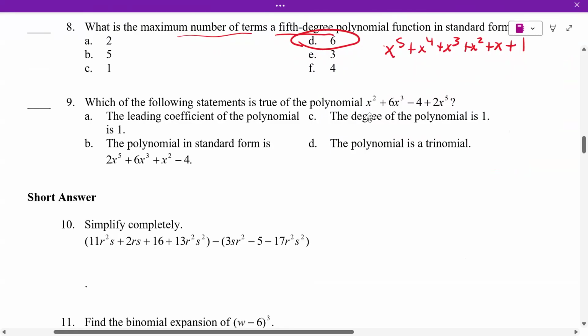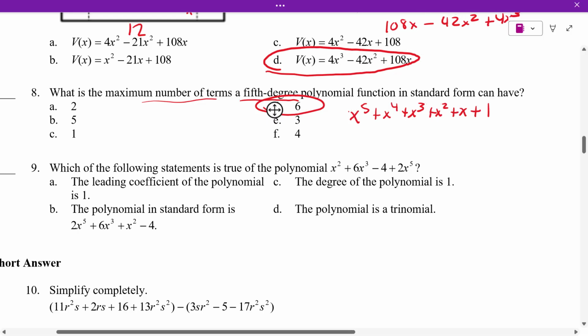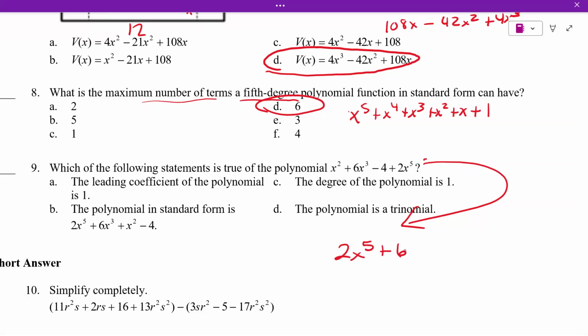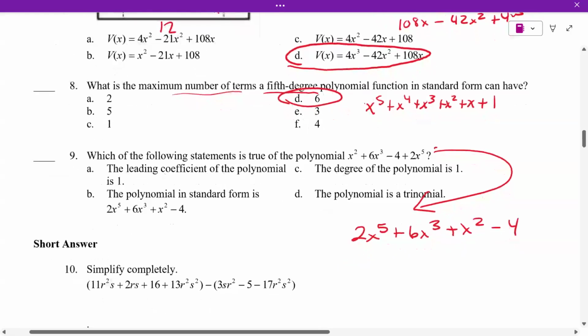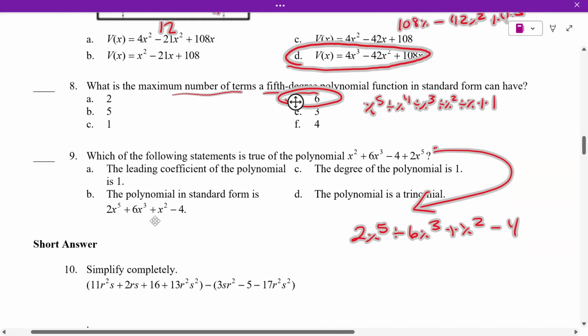Which of the following statements is true about this? All right. What I would do is I would reorder this as 2x to the fifth plus 6x cubed plus x squared minus 4. Which of the following statements is true? Well, standard form is this, so B is true.